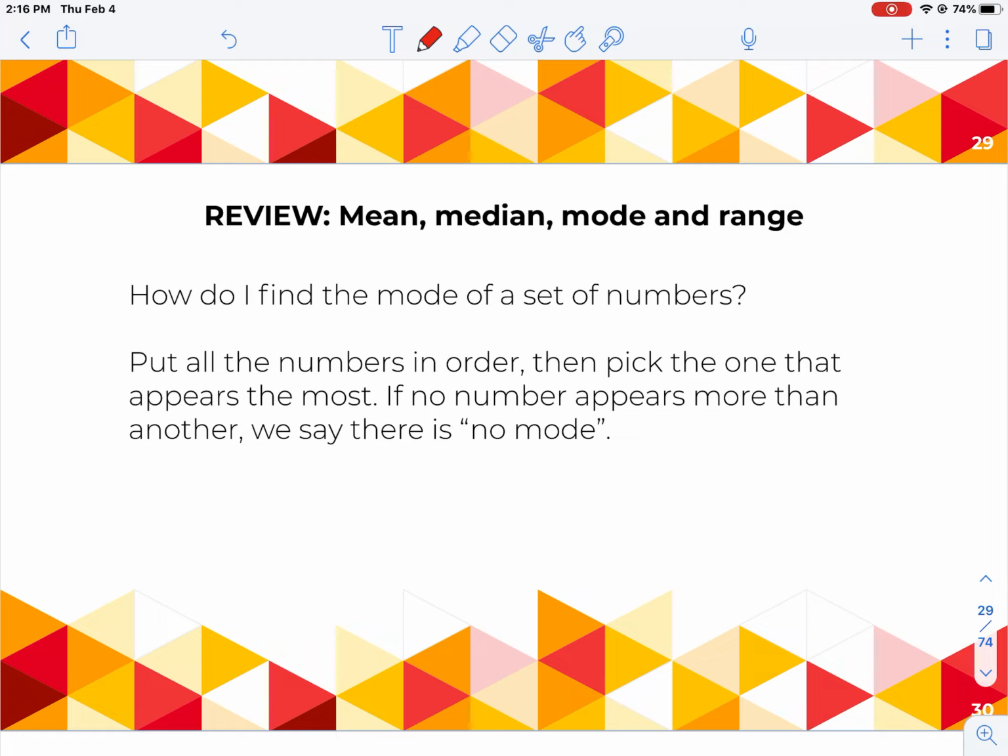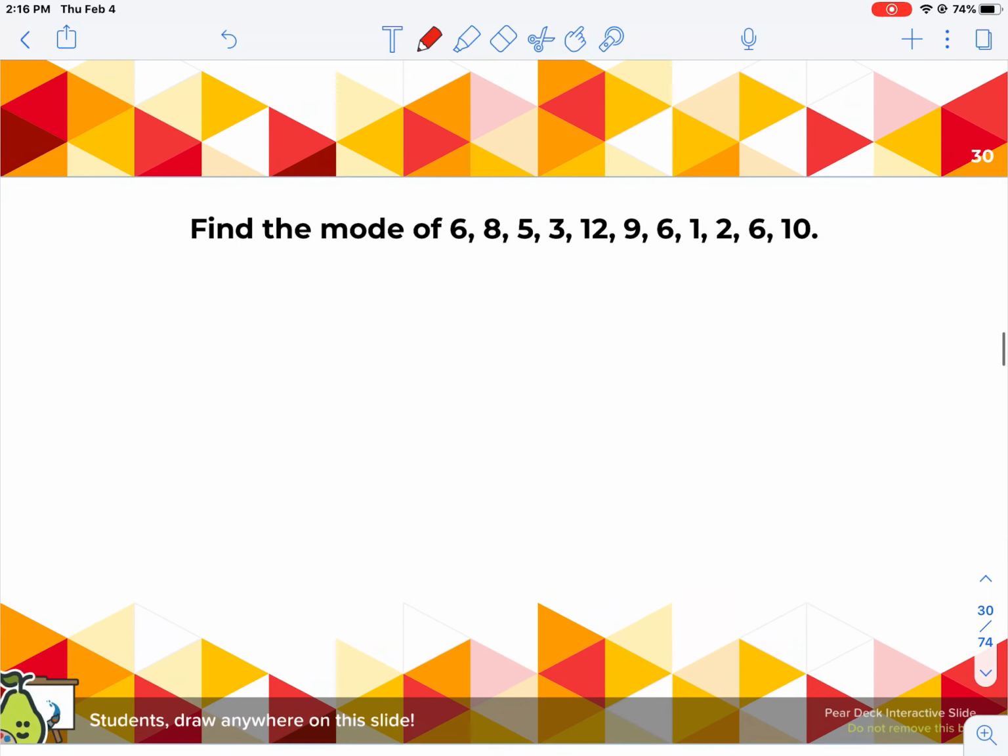There's unimodal distribution. Anyway, you don't have to worry about those sort of big terms. But in stats, you can have no mode, you can have one mode, or you can have more than one mode. So let's say we wanted to find the mode of all these numbers.